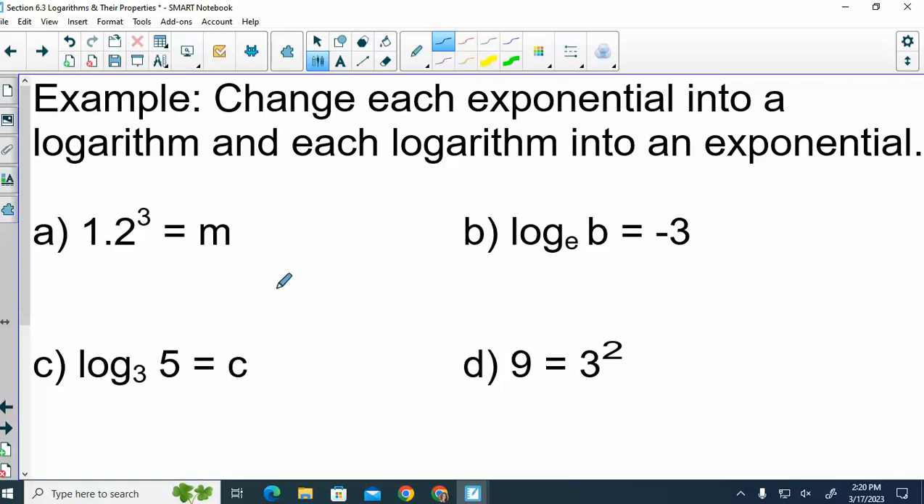So let's practice going back and forth between the two. If I wanted to write 1.2 to the third power equals m in logarithm form, we put log. The base is 1.2. That is a subscript, so it's not a log with a full-size 1.2 beside it. It's a subscript down to the side of the log. m is a regular size number, equals 3.